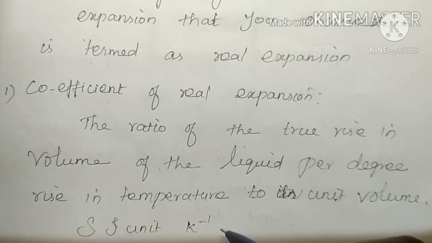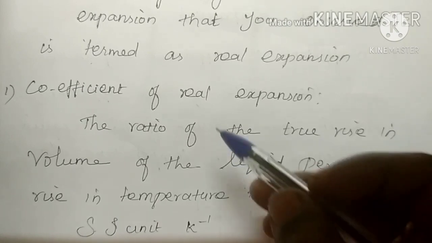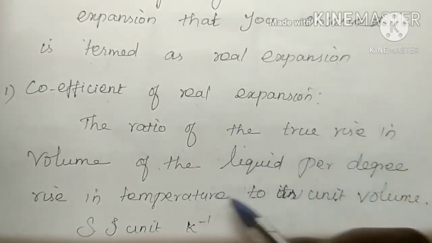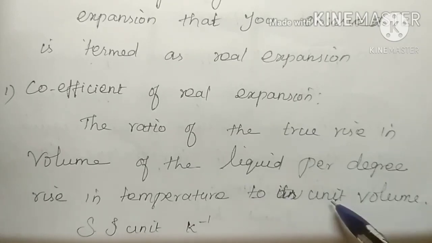So what is the coefficient of real expansion? It is defined as the ratio of the true rise in volume of the liquid per degree rise in temperature to its unit volume. The unit is Kelvin power minus 1.